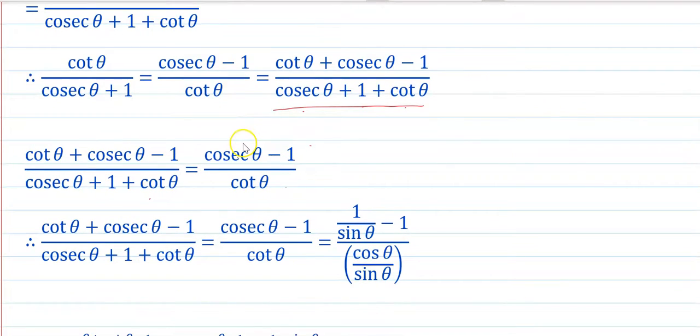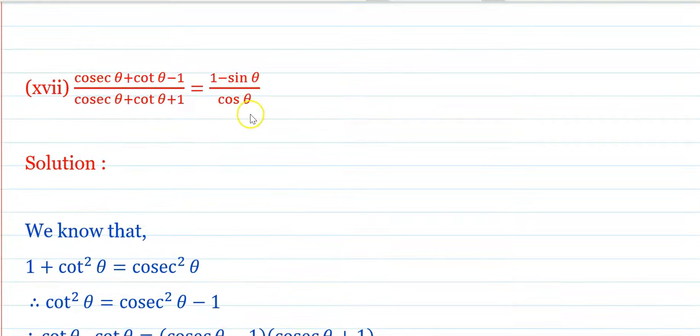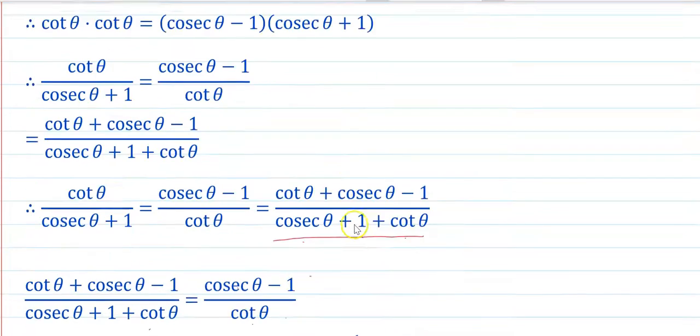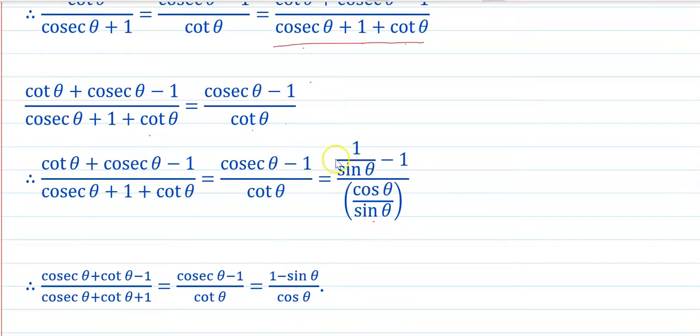But what is cosec theta? Cosec theta means what? 1 upon sin theta. Cot means what? Cos upon sin. Why? Because we want the result of the RHS in terms of sin and cos. And therefore we are writing here cosec means what? 1 upon sin theta minus 1. Cot means what? Cos upon sin theta.